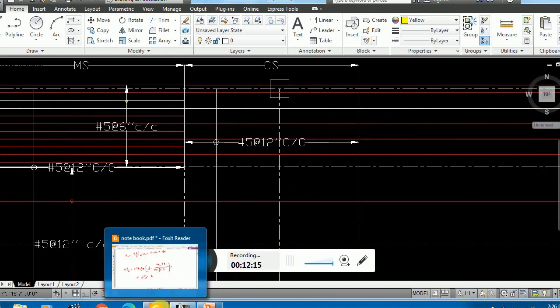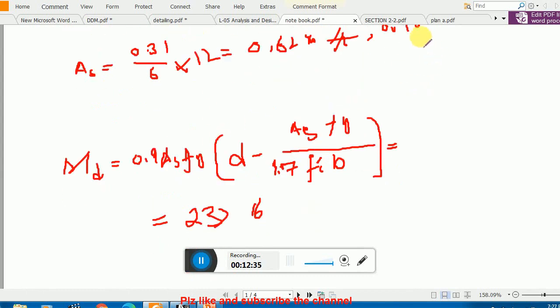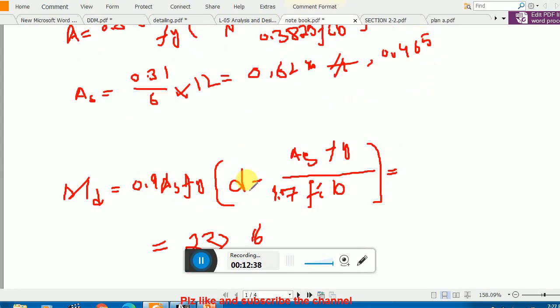If I use, let's say, 8 inch here, so 0.31 divided by 8 times 12, I got 0.465 inch square. Now I will plug this value here. Already in my calculator the formula is active, so 0.62 will be replaced by 0.465. Similarly, you must be able to do this calculation.